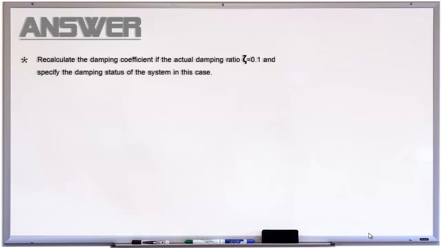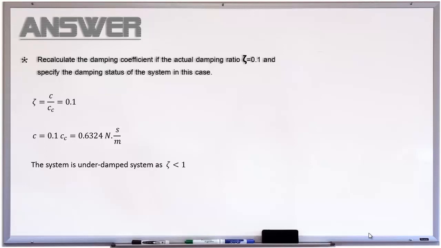Now, for the final requirement, we need to recalculate the damping coefficient if the damping ratio equals 0.1, and we have to specify the damping status of the system in this case. So we have zeta equals 0.1. That means that C would be equal to 0.1 Cc, which equals this value. Now, because zeta is less than 1, the system is an underdamped system.